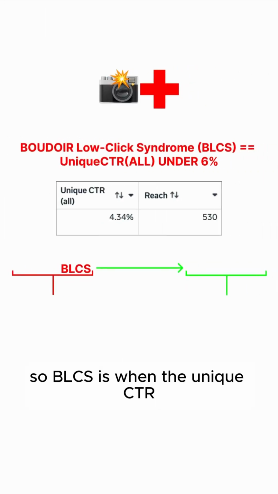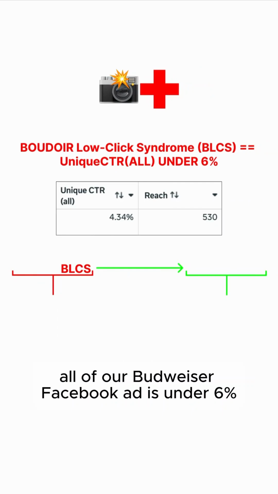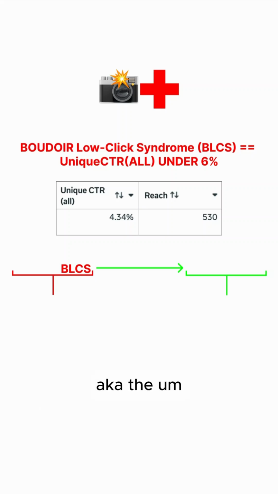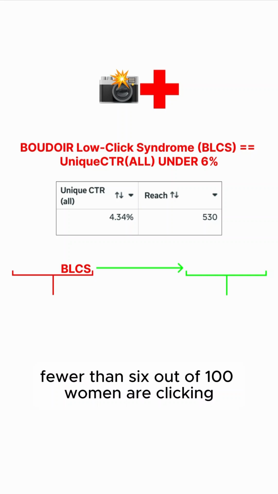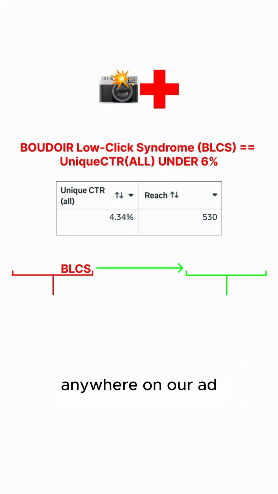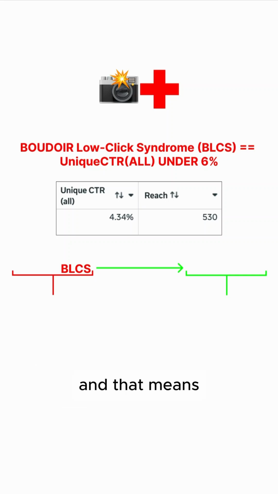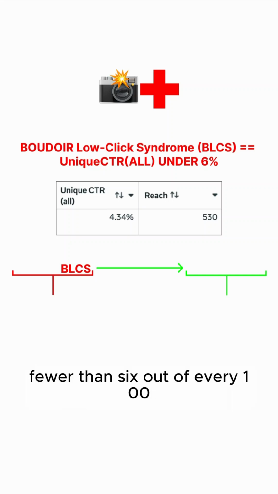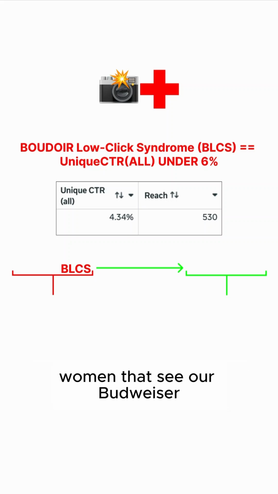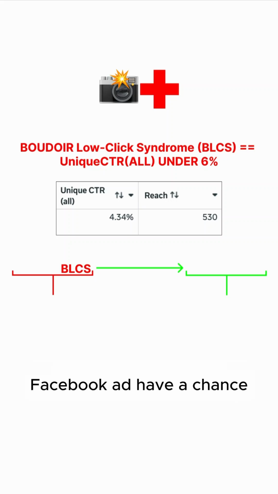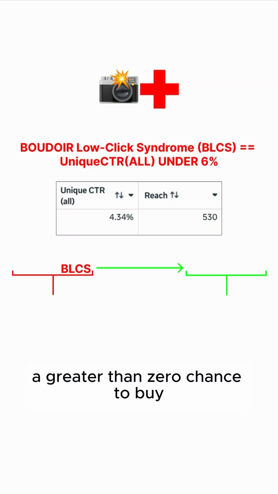So BLCS is when the unique CTR of our Boudoir Facebook ad is under 6%, aka fewer than 6 out of 100 women are clicking anywhere on our ad. That means our ad is entering fewer than 6 out of 100 women's brains, and that means fewer than 6 out of every 100 women that see our Boudoir Facebook ad have a chance, greater than zero chance, to buy.